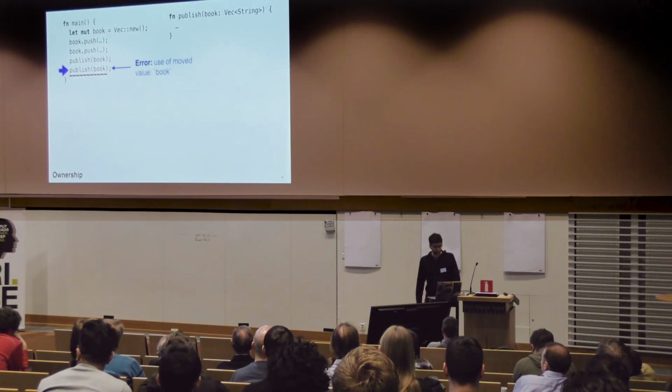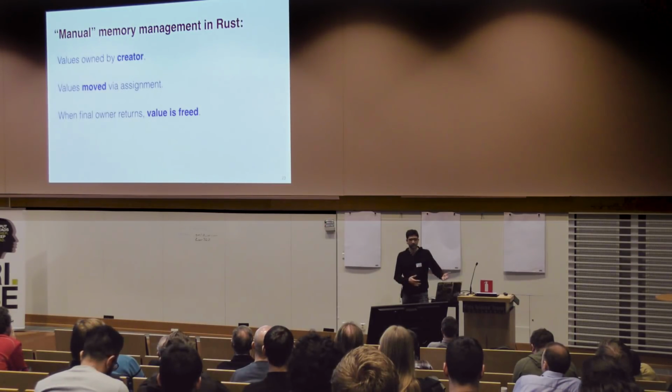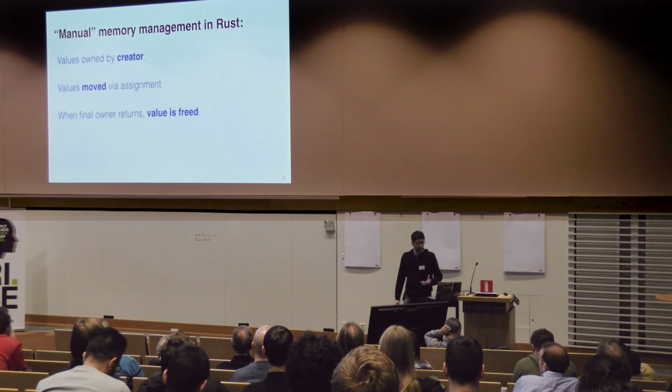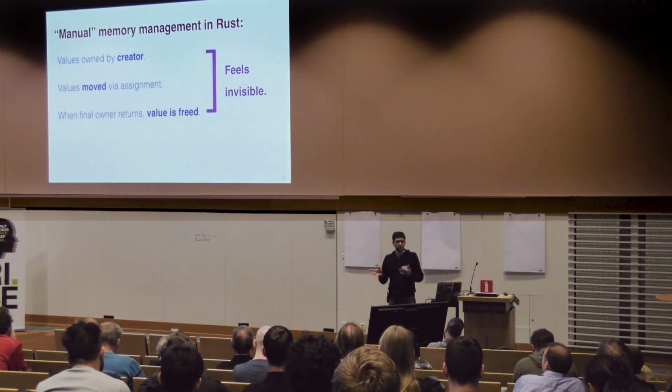And this is basically how memory management in Rust works, right? It's kind of manual, like malloc/free and new/delete, but it doesn't feel like malloc/free and new/delete, if you're familiar with those. It basically feels kind of invisible. It's kind of behind the scenes. When you create a value, it's yours. When you give it away, it's theirs. And the last one frees it.